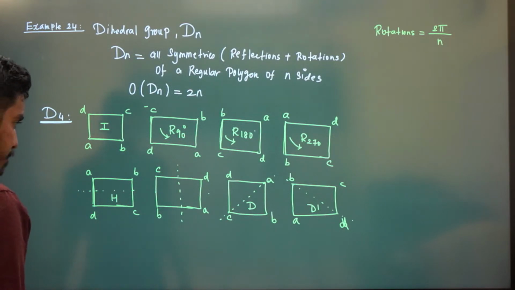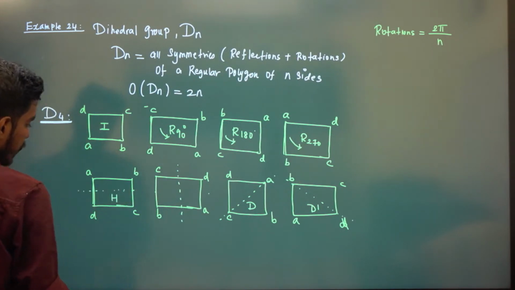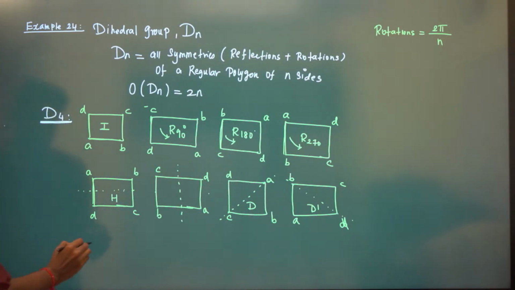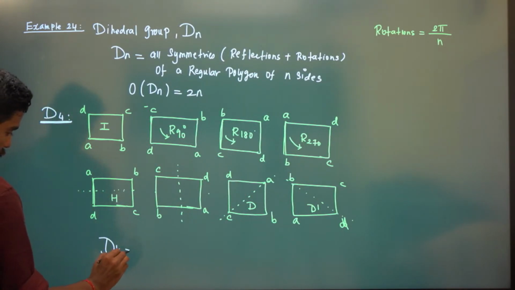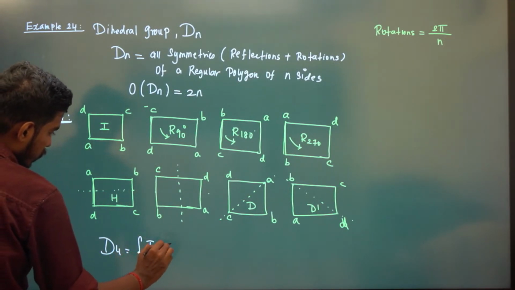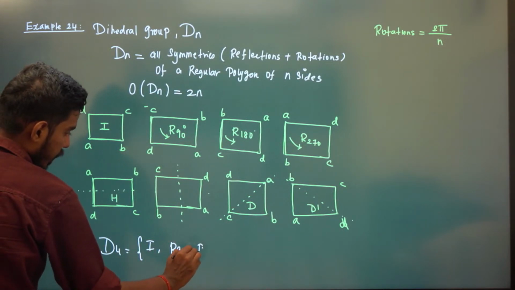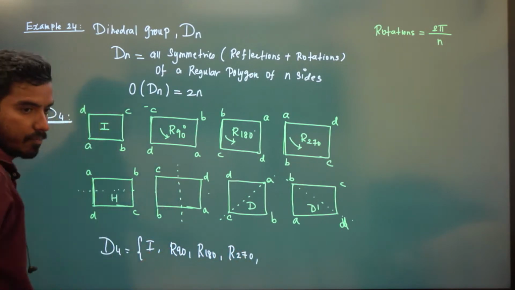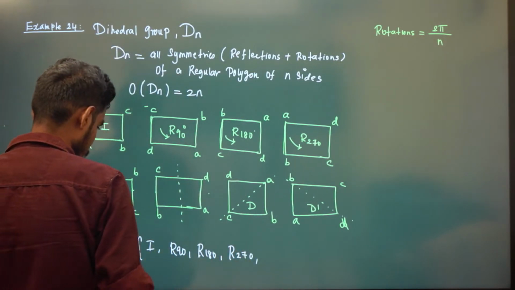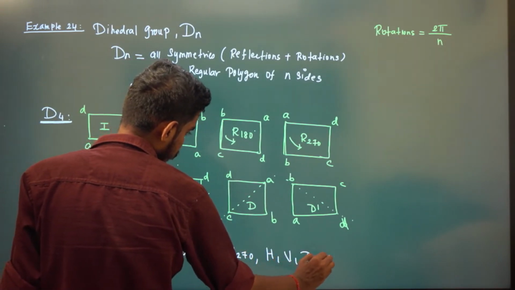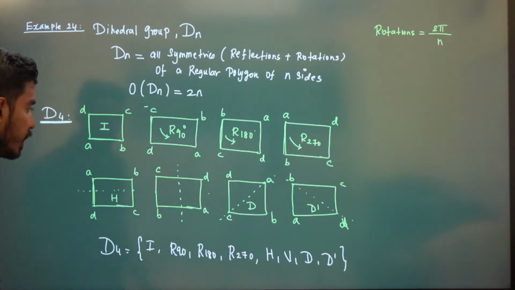So these are the symmetries of a square. Therefore, the elements of D4 are ID, R90, R180, R270. We'll discuss this more when we do dihedral groups separately. Horizontal, vertical, two diagonals. So these are the 8 elements in D4.